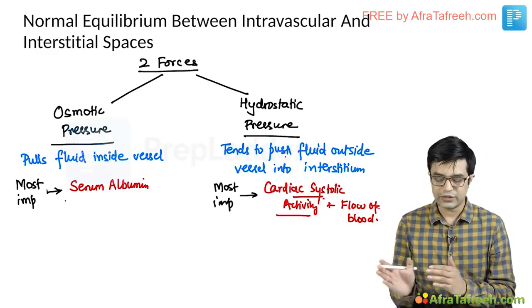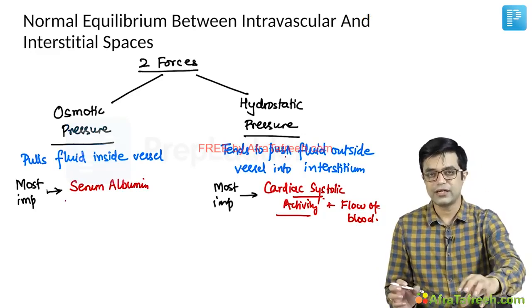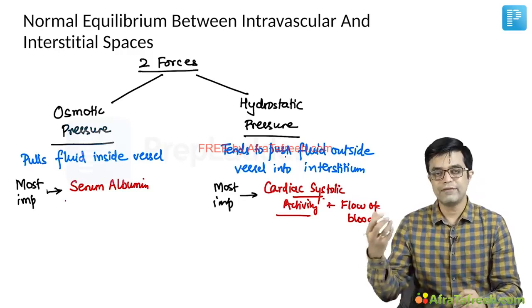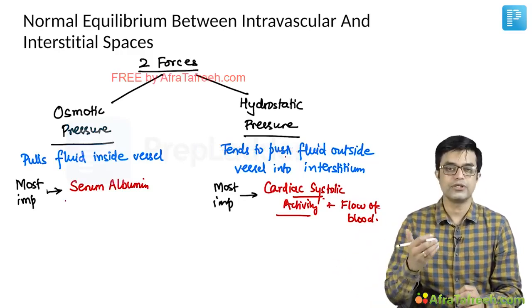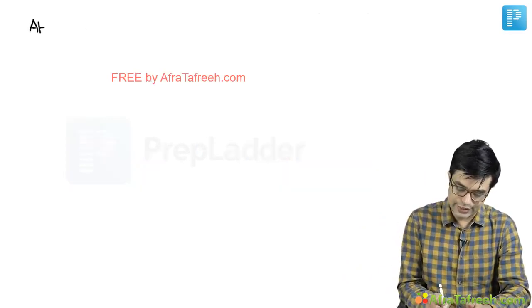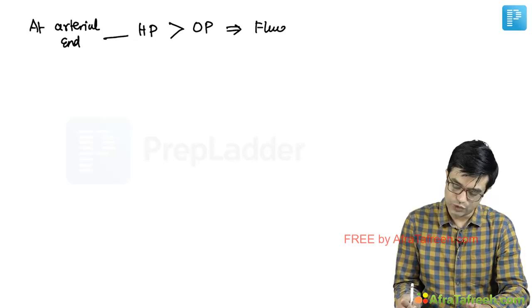Normally, osmotic and hydrostatic pressure tend to balance out each other in general. At the arterial end, you will find hydrostatic pressure being more dominant, and at the venous end, you will find the osmotic pressure to be more dominant. So, at the arterial end, usually the hydrostatic pressure exceeds the osmotic pressure, and so some fluid moves into the interstitium, right?